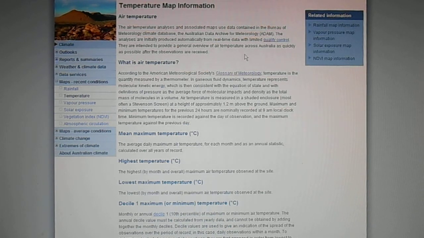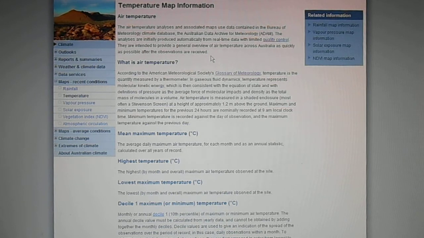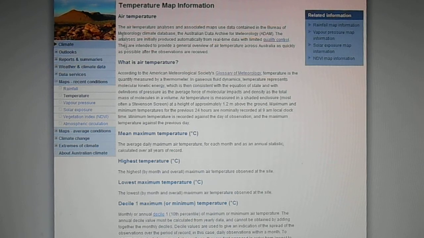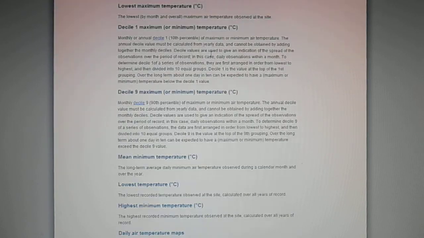They've obviously got endless funds and time to spend on recreating different versions of history. I'd like it if they digitised the old data and actually kept the original records. We'll continue reading here. The analyses are initially produced automatically from real-time data with limited quality control. That's obviously talking about what happens now, currently, but what happened in the past, still a mystery. They are intended to provide a general overview of air temperatures across Australia as quickly as possible after the observations are received. We're concerned with 1925, and I think they've had enough time to sort that.